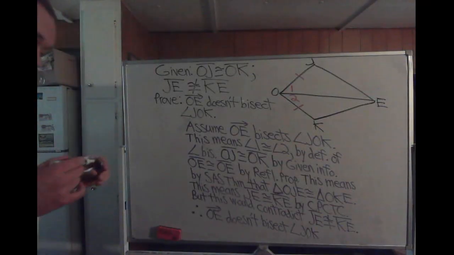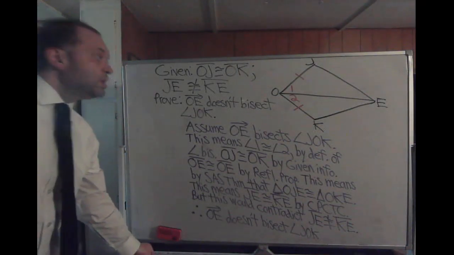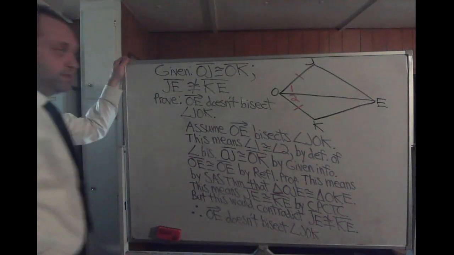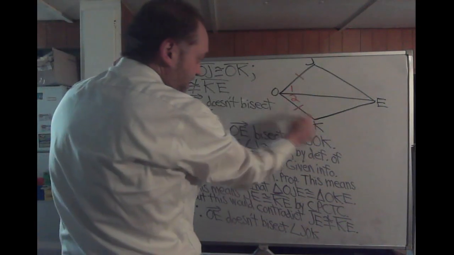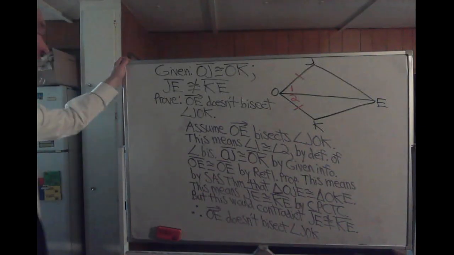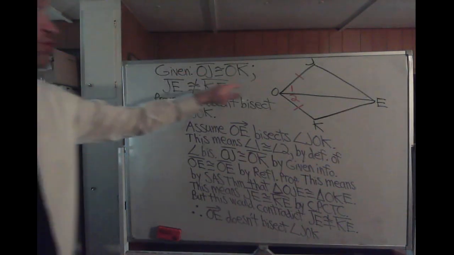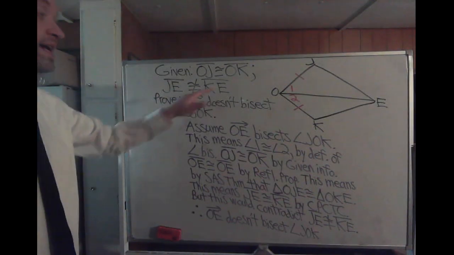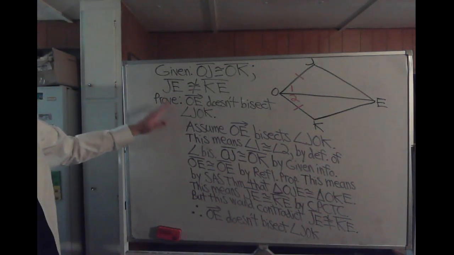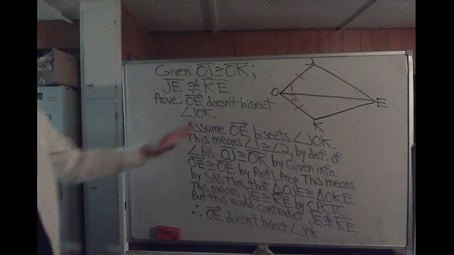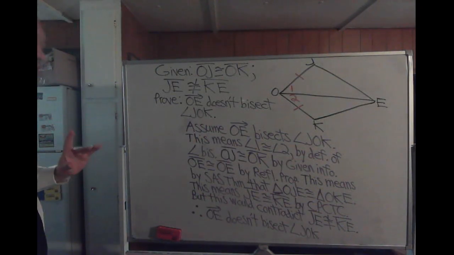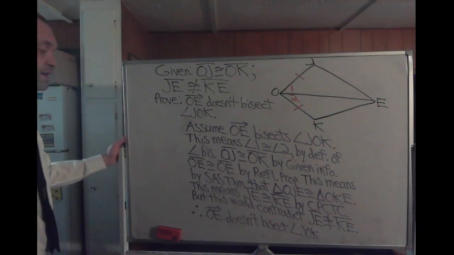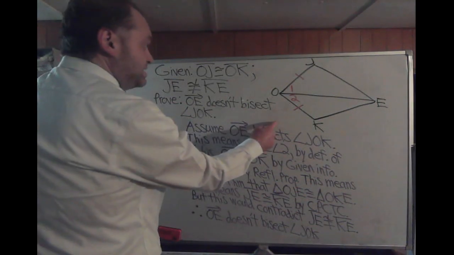Alright, so let's go through this indirect proof again. We're given two triangles that are connected to form quadrilateral JOKE. They give us that OJ is congruent to OK. They even give us that JE is not congruent to KE. What we are seeking to prove is that ray OE doesn't bisect angle JOK. So we started by assuming the opposite of the conclusion, which is what we're seeking to prove. We assume that ray OE bisects angle JOK.